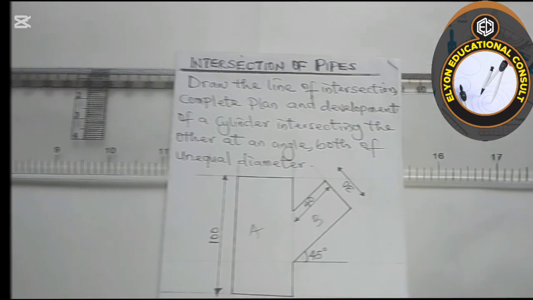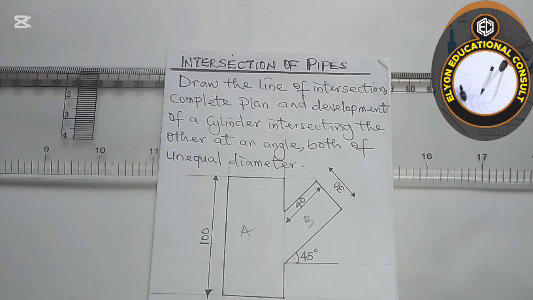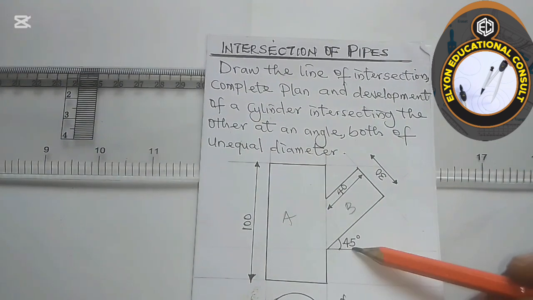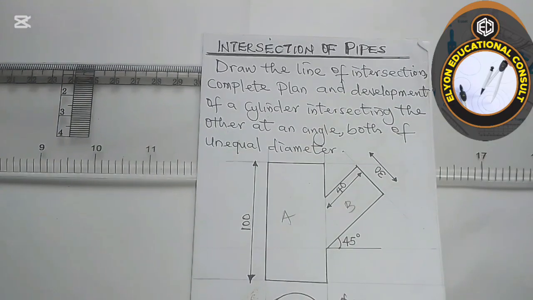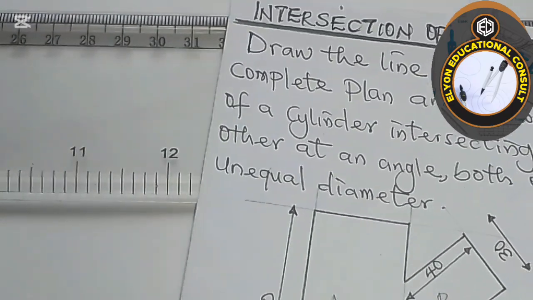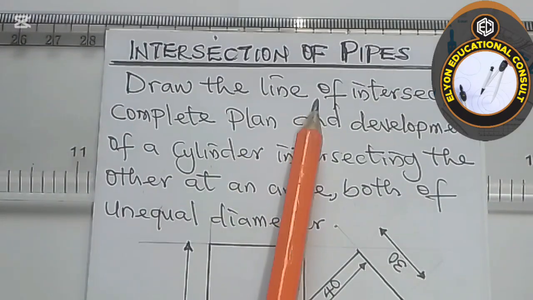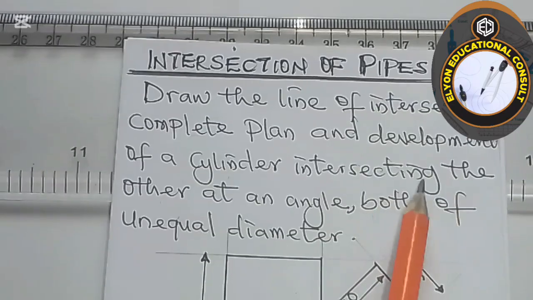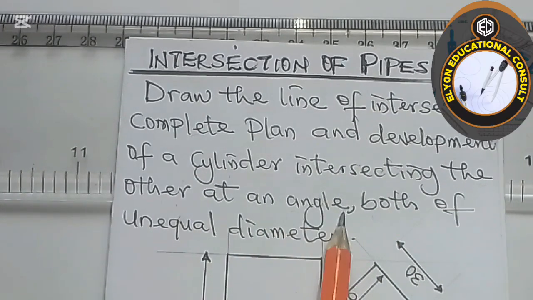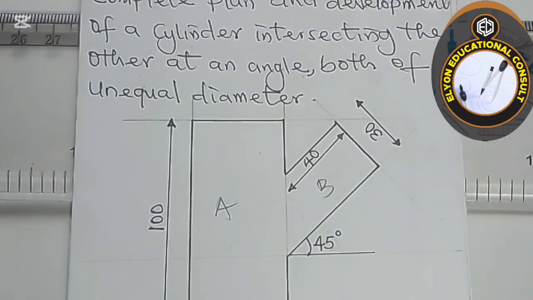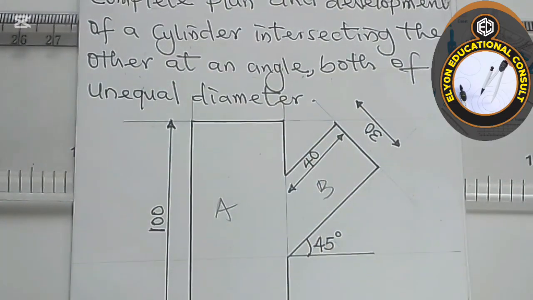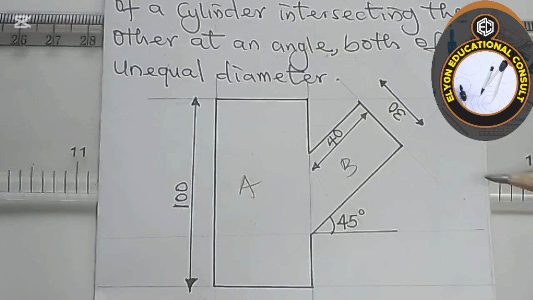In today's video I'll be working with the intersections of pipes, two pipes or cylinders intersecting at an angle of 45 degrees, as we can see right in that given question. In this question we are told to draw the line of intersection, complete plan and development of a cylinder intersecting the other at an angle. The given angle is 45, both of unequal diameter. The two pipes are of unequal diameter.